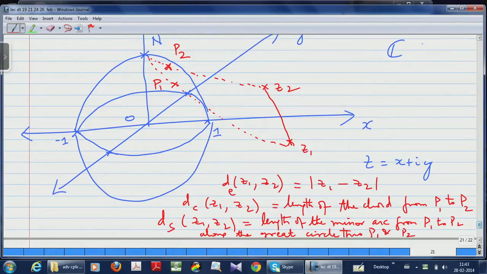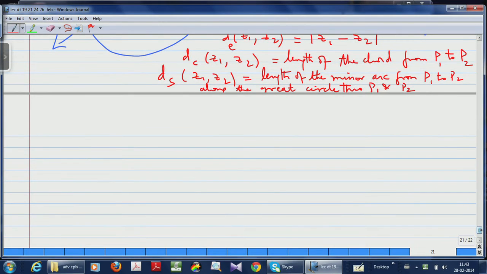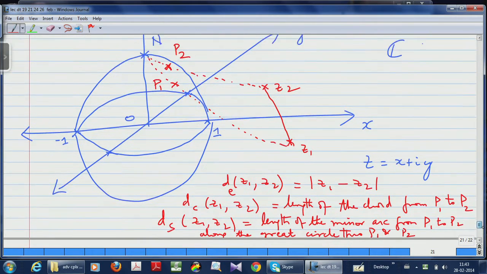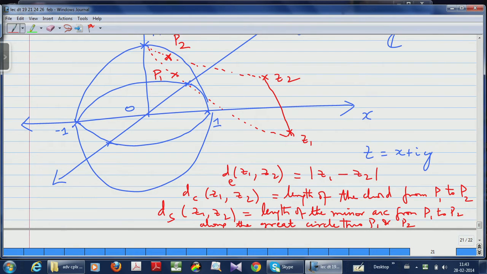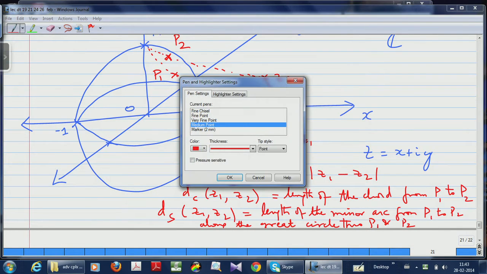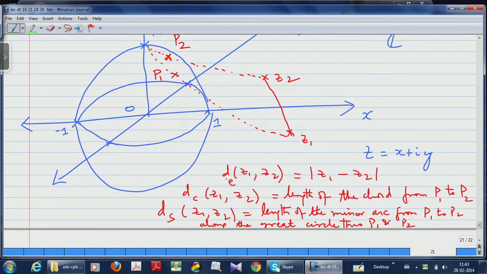So let me write this down somewhere here, maybe using a different color. All the metrics below are equivalent on C. All right, and the last two metrics are equivalent on the extended plane.